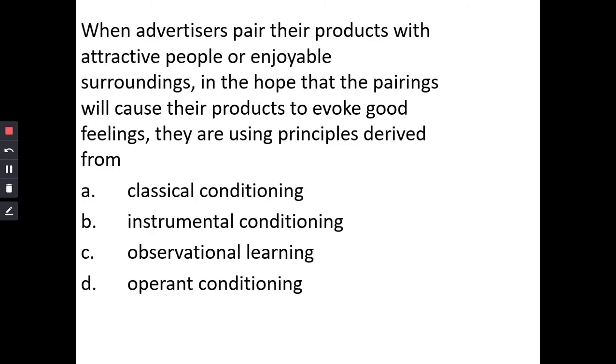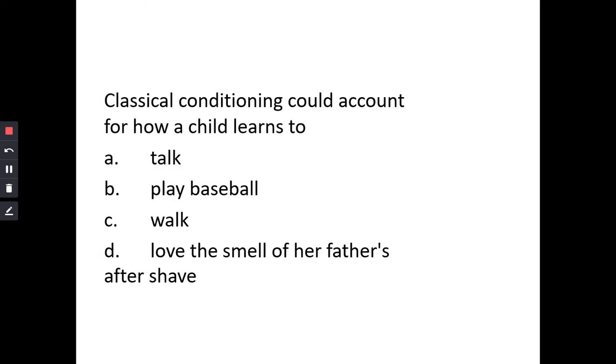When advertisers pair their products with attractive people or enjoyable surroundings in the hope that pairings will cause their products to evoke good feelings, they are using the principles derived from what? The answer is classical conditioning. Now, I'm going to teach you these two later, but right now, classical conditioning. Classical conditioning could account for how a child learns to what? And the answer is D. Okay.